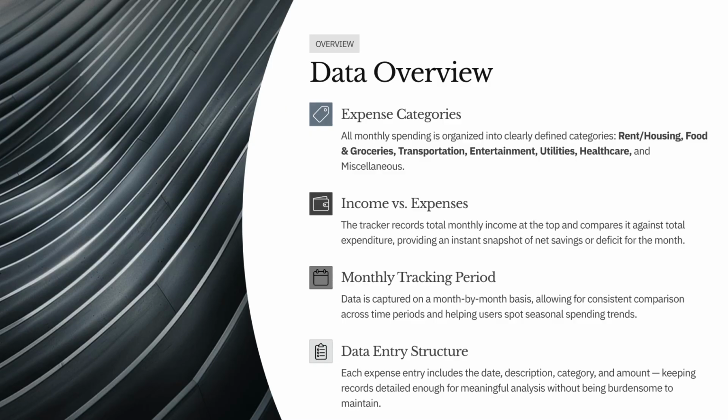For any analysis to be reliable, the data must be organized into a clean taxonomy. We have categorized all monthly spending into 7 distinct areas: rent and housing, food, transportation, entertainment, utilities, healthcare, and miscellaneous. The tracker records total monthly income as the primary data point, comparing it against expenditures to provide an instant snapshot of net savings or deficit. By capturing this on a month-by-month basis, we can begin to identify seasonal trends and cyclical spending behaviors.